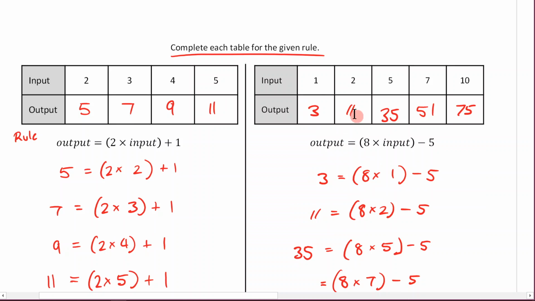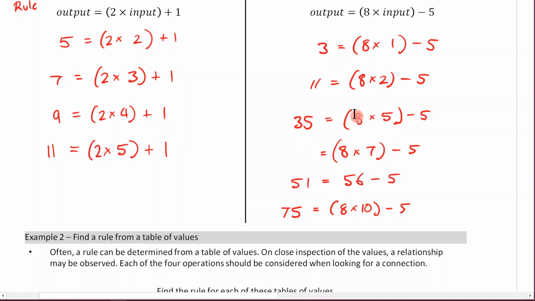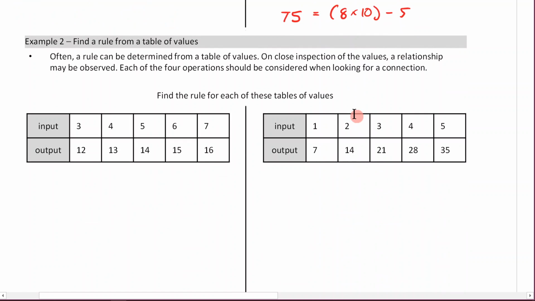Okay, so having now gone through all of those, let's now move on to our next idea. So here it says, find a rule for a table of values. So this is example 2, find a rule from a table of values. Often a rule can be determined from a table of values. On close inspection of the values, a relationship may be observed. All four operations should be considered when looking for a connection. So we need to find a rule for each of these tables of values.